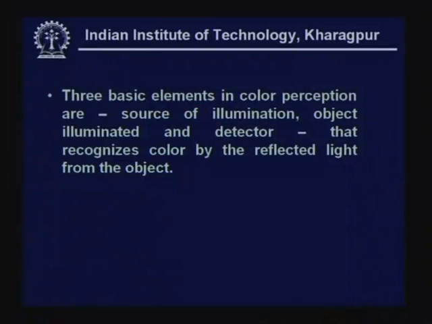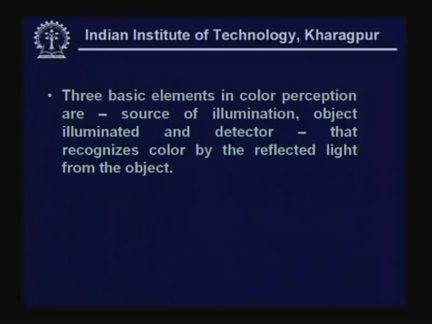So, color perception has three basic components: the source of illumination, that is the light source or the radiation source; the object illuminated, because obviously using the artificial light we are carrying out certain activity, and there are certain objects involved; and the detector. All perception of light is through our eyes, therefore the detector is the human eye, which recognizes color. How do we recognize the color? We recognize the color by the reflected light from the object.